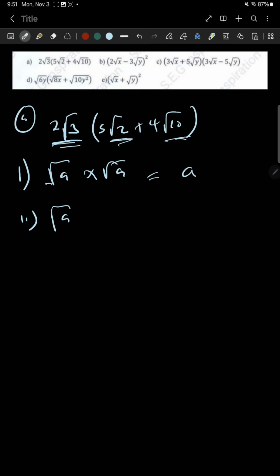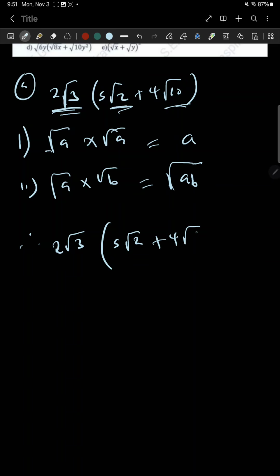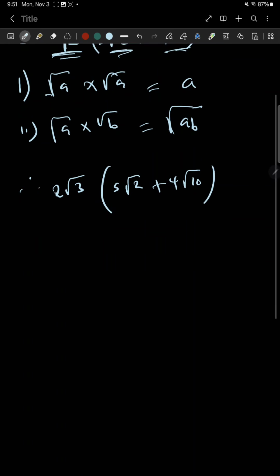Then the second thing is the square root of a times the square root of b. The answer is the square root of ab. Okay, square root of ab. So now here I'll start expanding. Therefore, let's get back to our question. So we have 2 times 5.